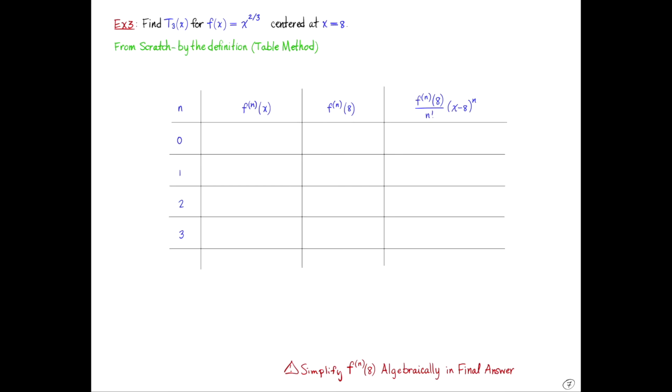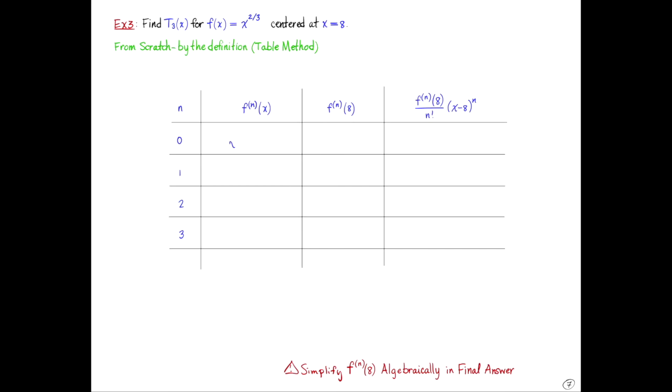Anytime our Taylor series is centered anywhere other than 0, we have to use the table method to find that Taylor series. It's the same thing for Taylor polynomials. Anytime you're looking for a Taylor polynomial that's centered somewhere other than 0, you have to build a table.